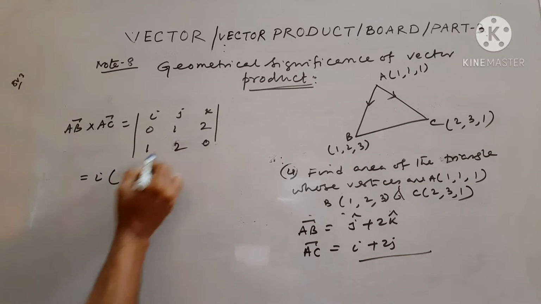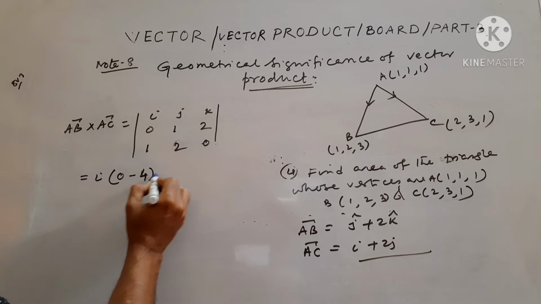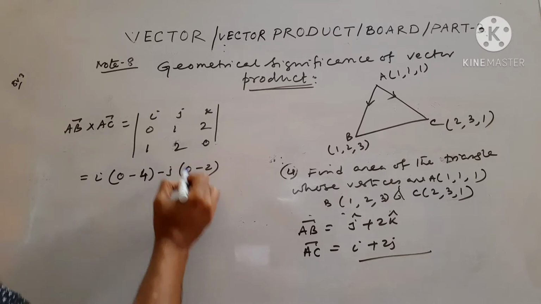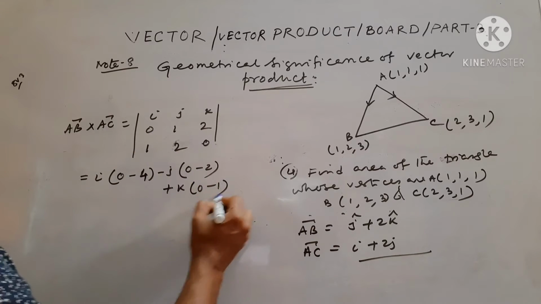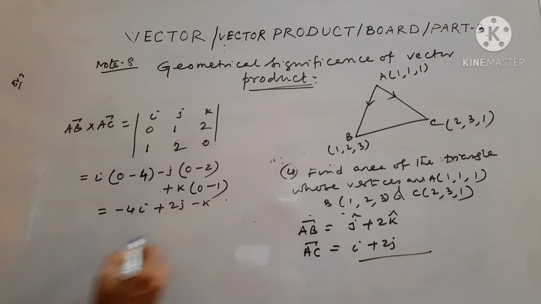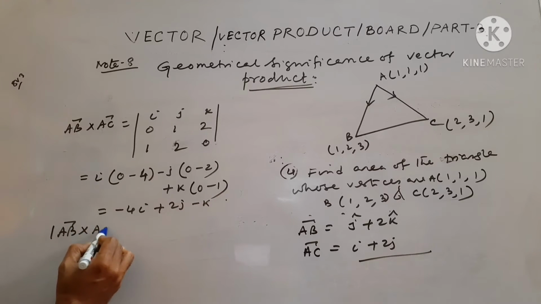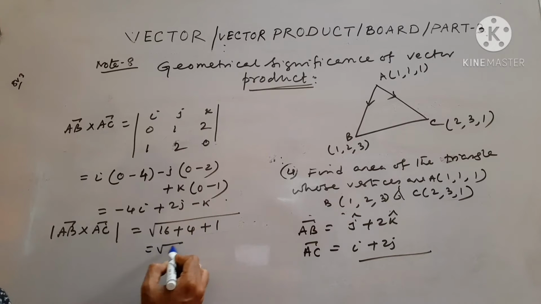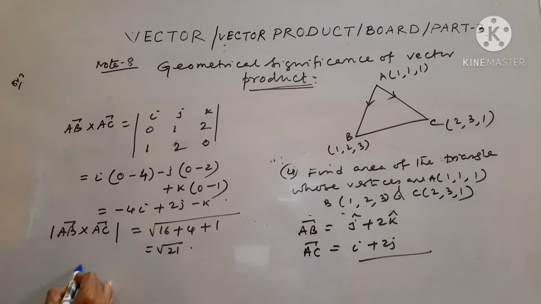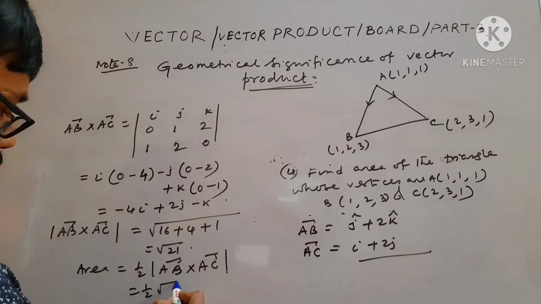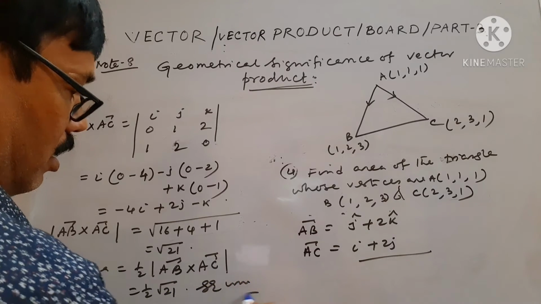Now expand it. i into (0 minus 4), minus j into (0 minus 2), plus k into (0 minus 1). So minus 4i plus 2j minus k. So the magnitude of AB cross AC equals root over 16 plus 4 plus 1, so root 21. So what is the area? Area equals half of the magnitude of the cross product of two adjacent sides, so half of root 21 square unit.